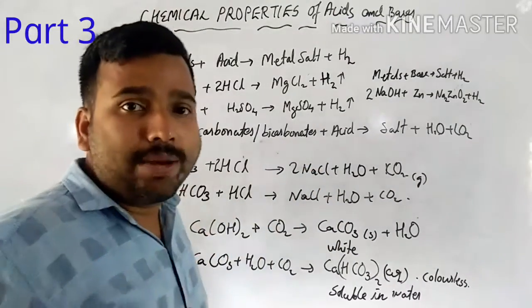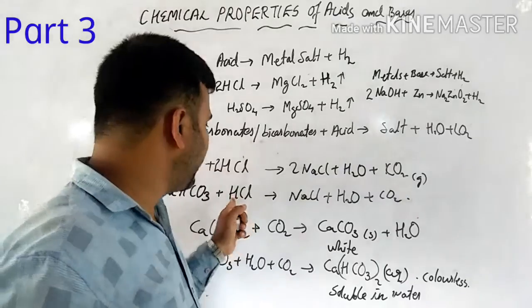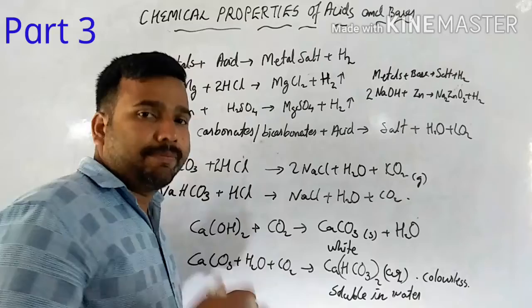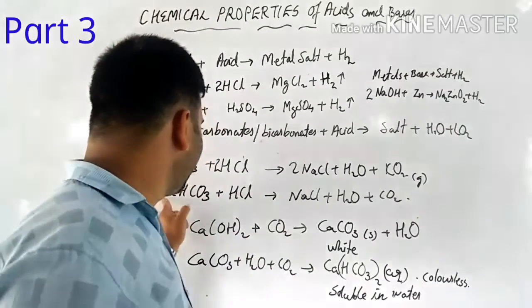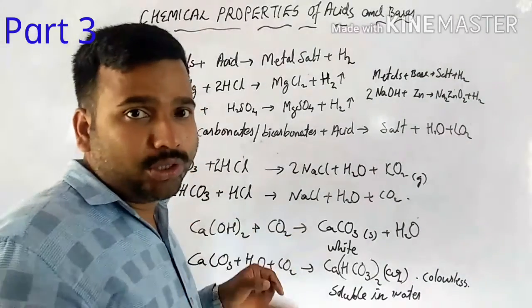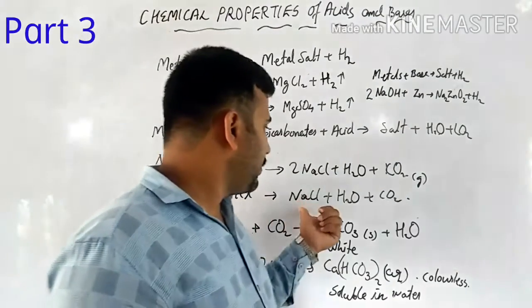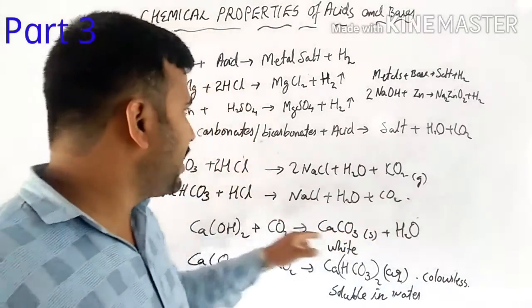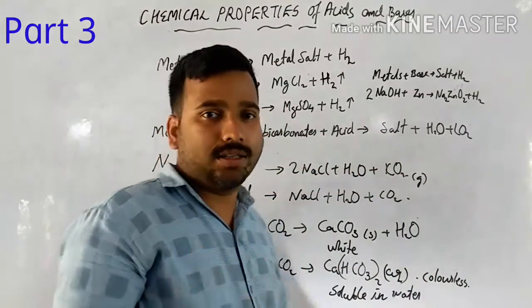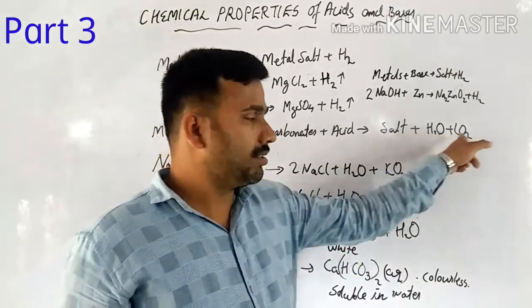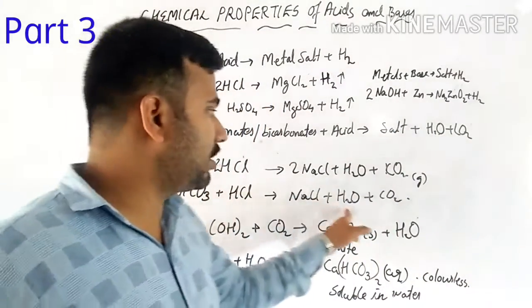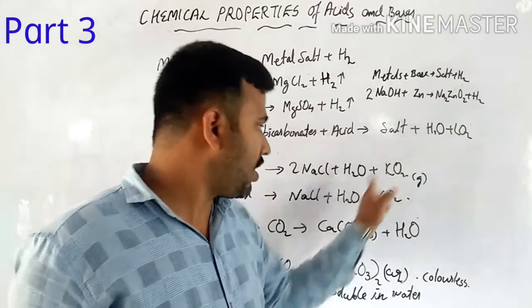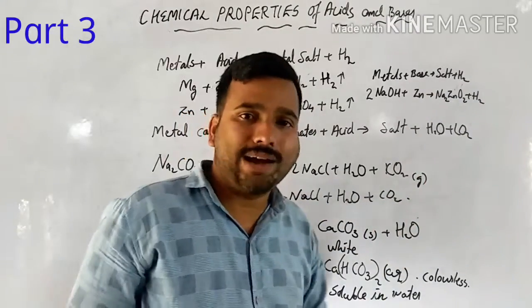Then we take the example of sodium bicarbonate. Sodium bicarbonate, when it reacts with HCl, hydrochloric acid. This is a metal bicarbonate, sodium bicarbonate, NaHCO3. HCO3 is the bicarbonate radical, which we studied in class 9. So what will happen? Sodium chloride, water and carbon dioxide are the products formed as the result of this reaction. This also obeys the general equation: sodium chloride, a salt, is formed, then water and carbon dioxide.